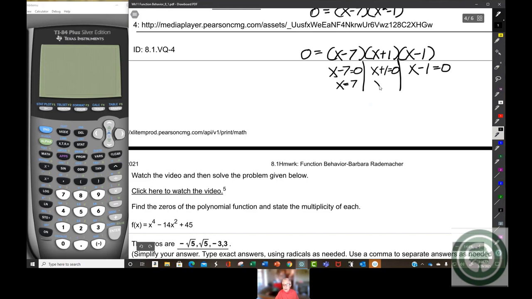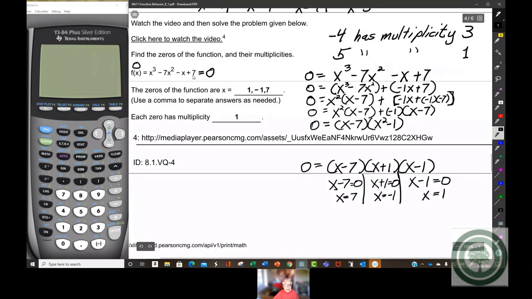Subtract 1 from each side, you get x equals negative 1. And add 1 to both sides, you get x equals 1. So you have 3 zeros of this function. Each of these numbers will cause f of x to equal 0. So you plug a 7 in for all these x's, you get 0. You plug a negative 1 in for all these x's, you get 0. You plug a positive 1 in for all of these x's, you get 0, because these are the zeros of the function.